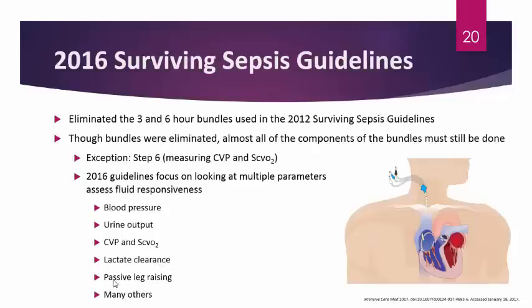You also may assess patients by passive leg raising. What this means is raising the leg to essentially move fluid around to see if it can actually raise your blood pressure. If you move the leg up and your blood pressure goes up, that means that the patient can potentially be fluid responsive, and you may want to give fluids to those patients. And there are many other parameters that they look at in the guidelines as well. But they wanted to get away from just looking at CVP and SCVO2 as parameters for fluid responsiveness. So they want you to look at the entire picture of the patient.